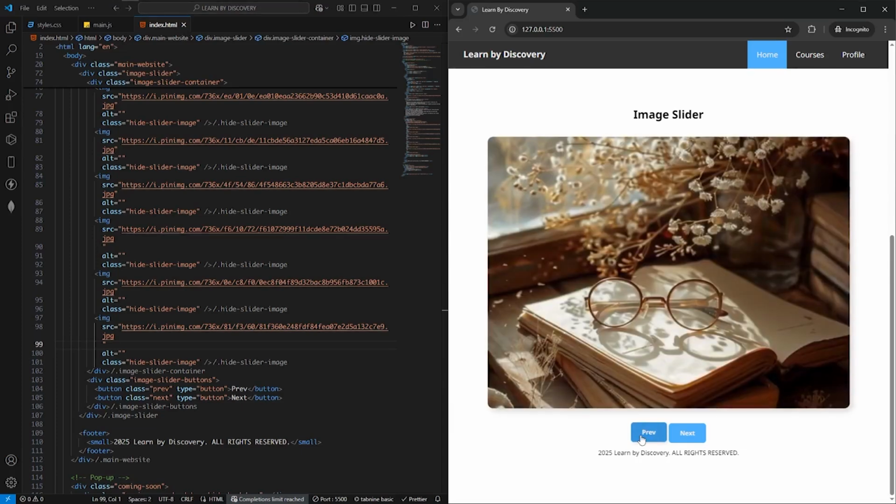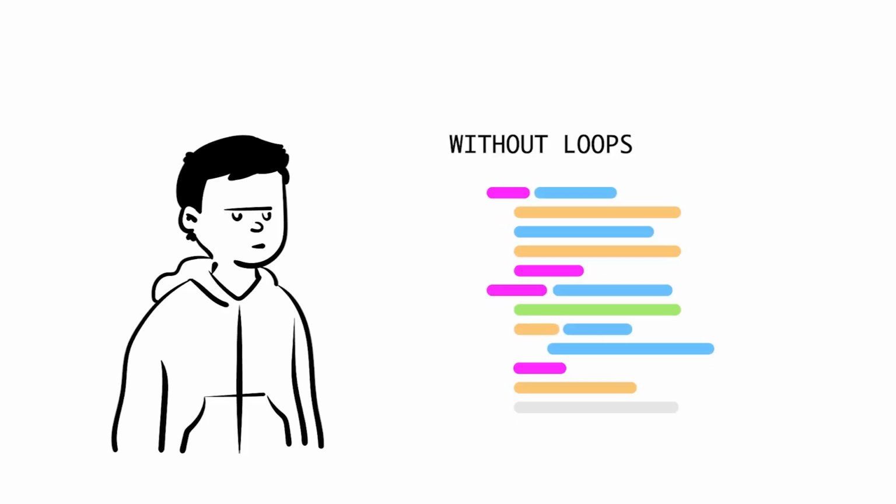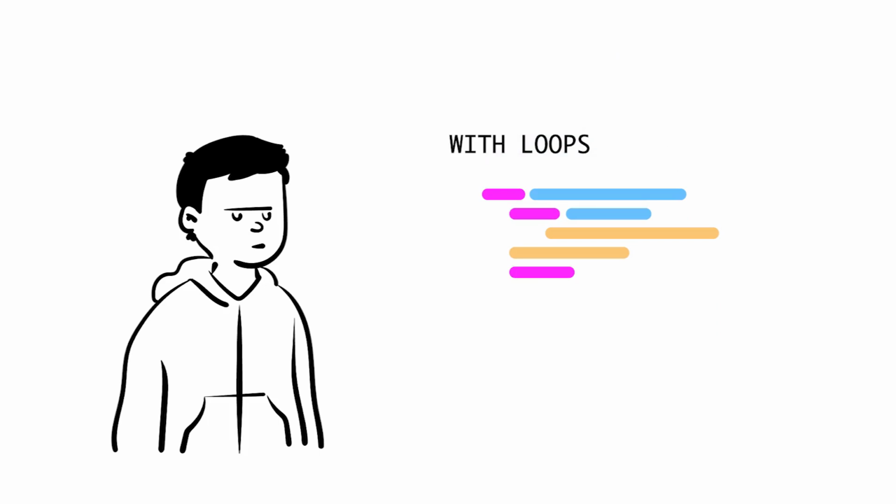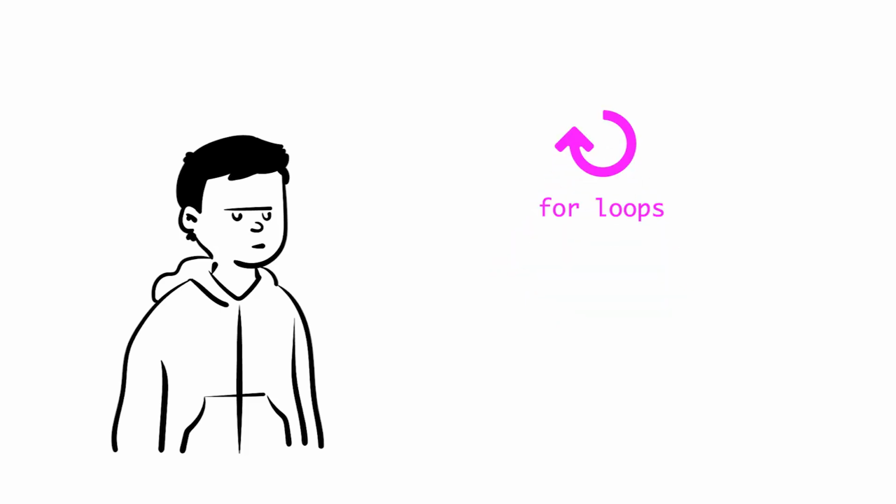That's where loops become helpful. We can avoid writing repeated lines of code by using a loop. Loops help us write fewer lines of code while automatically repeating instructions for us. There are different types of loops, but for now, we'll focus on the for loop. The logic of a for loop is simple.